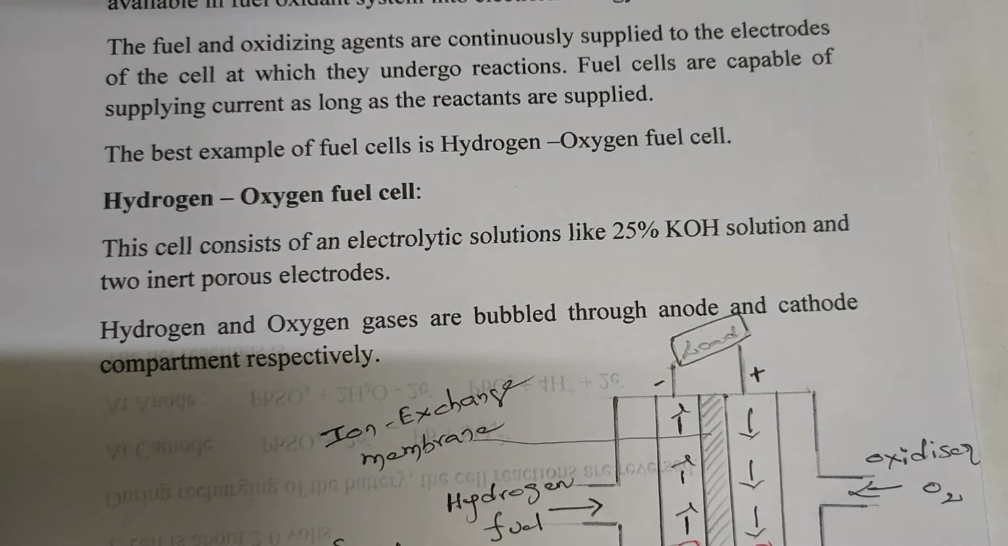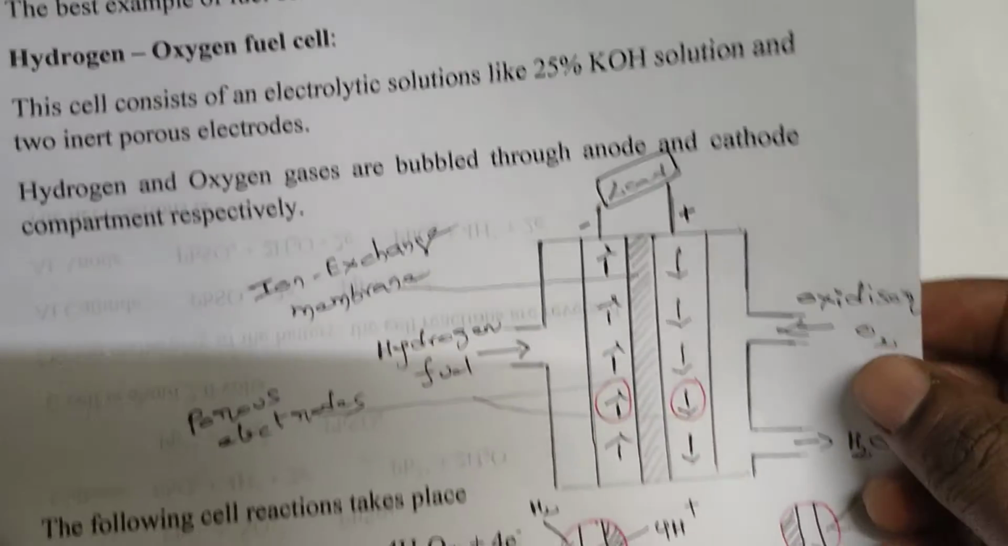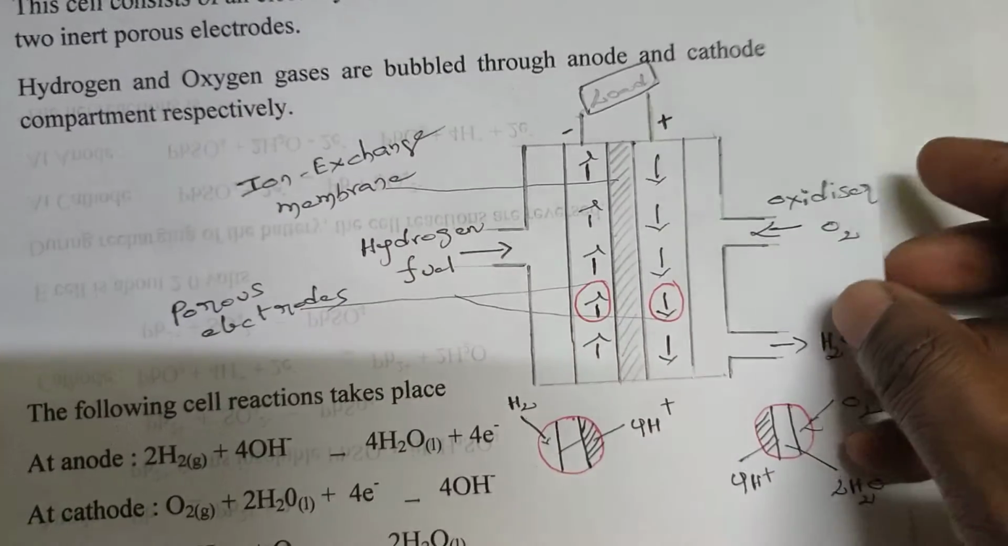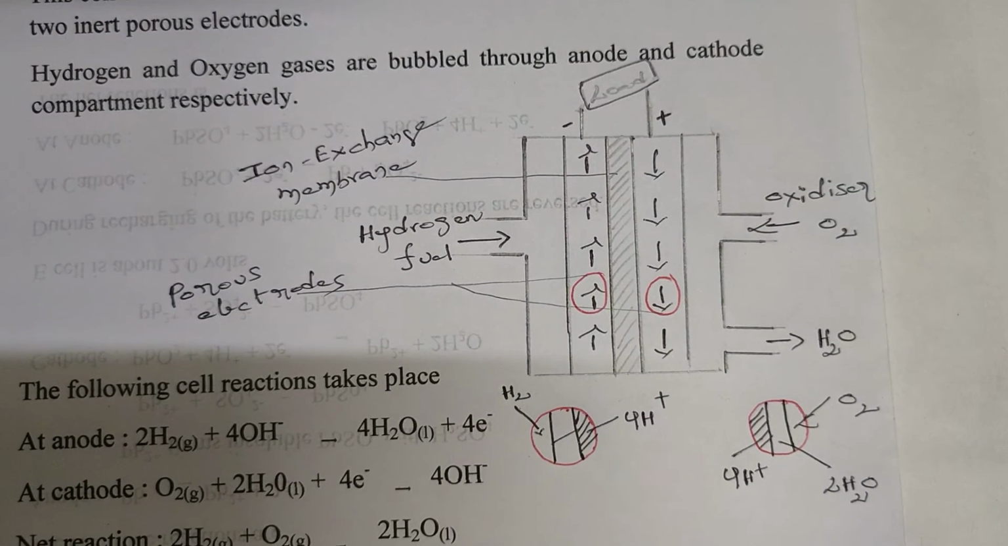The best example for a fuel cell is the hydrogen oxygen fuel cell, and other examples are the methanol oxygen fuel cell, phosphoric acid fuel cell, and molten carbonate fuel cells. Now see what is the construction of fuel cells and how it functions, how it works.